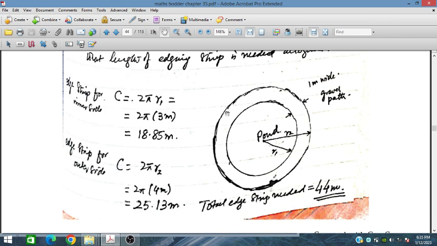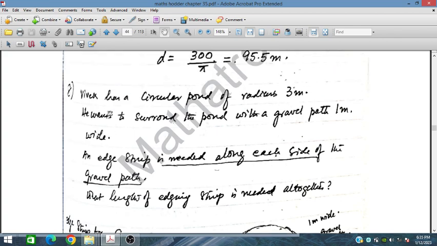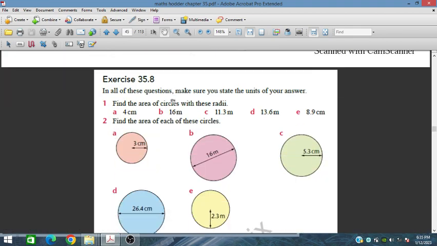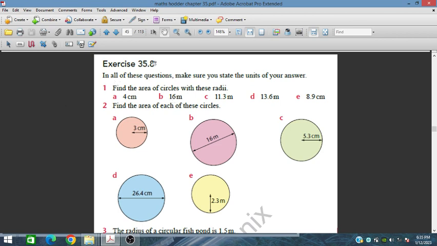So this is a very important problem, and it may be asked in final examinations. In the next session we will discuss 35.8.